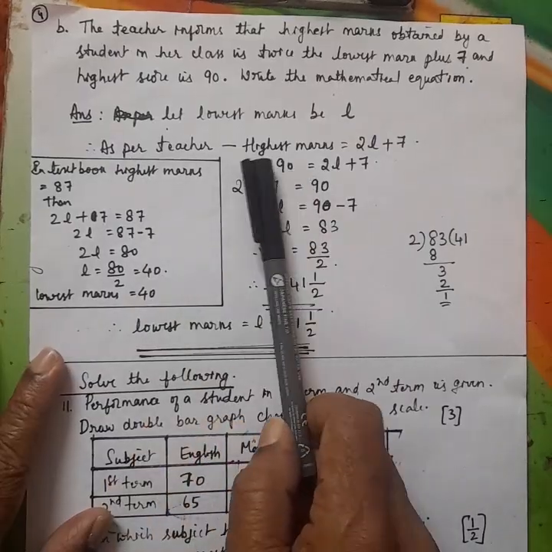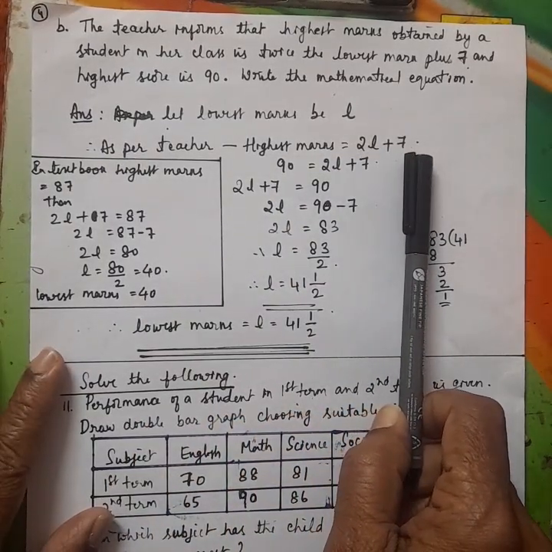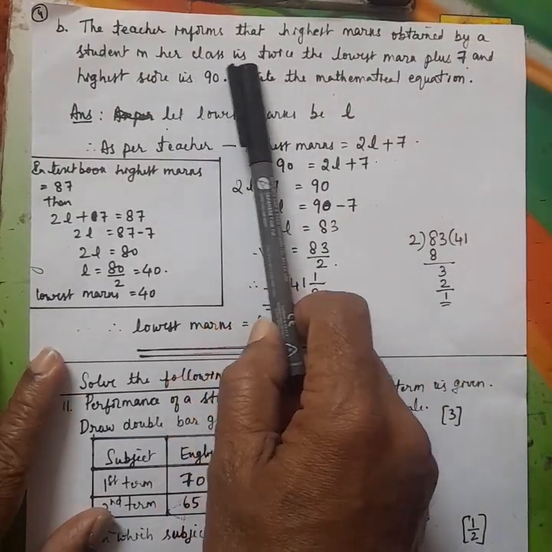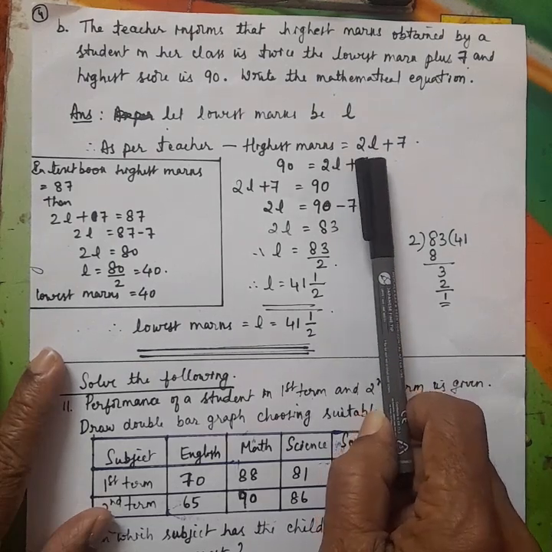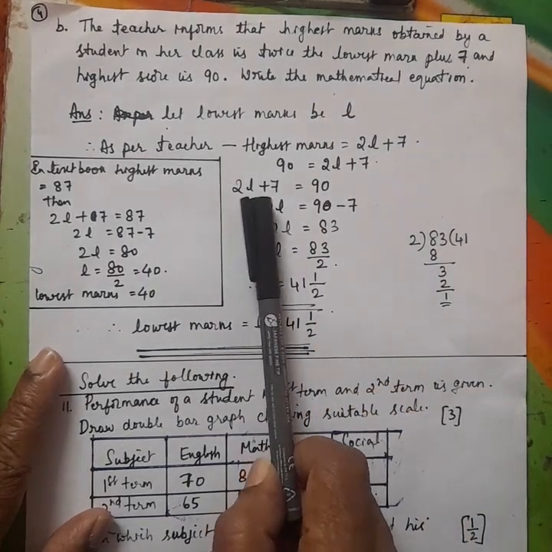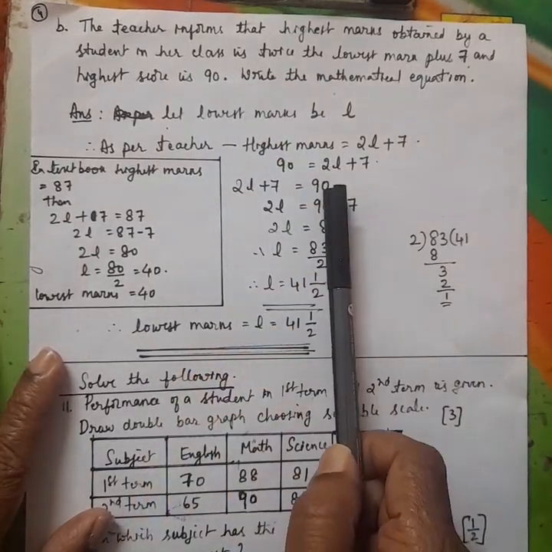As per the teacher, the highest marks is equal to 2L plus 7, because the lowest marks is L. Here the teacher says twice the lowest marks plus 7. Twice the lowest marks, 2 into L, plus 7 is equal to the highest marks. So 2L plus 7 is equal to the highest marks, and they have given the highest marks as 90.